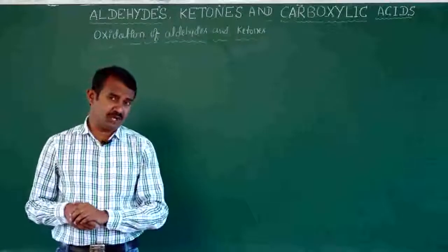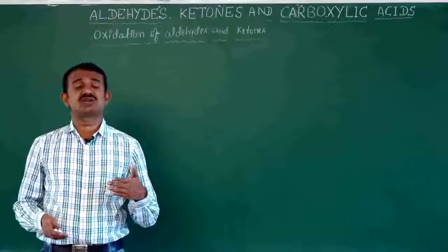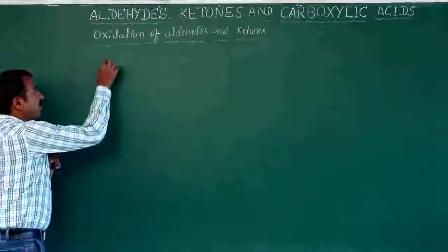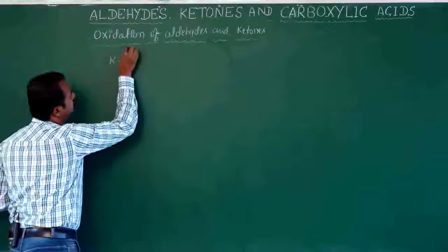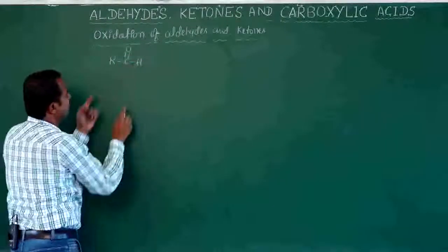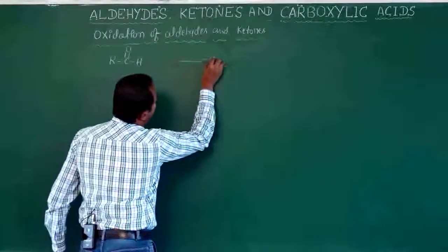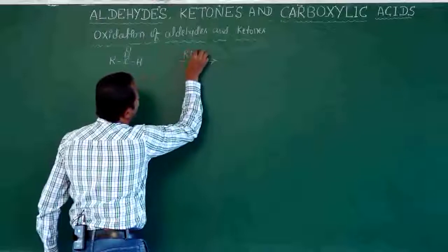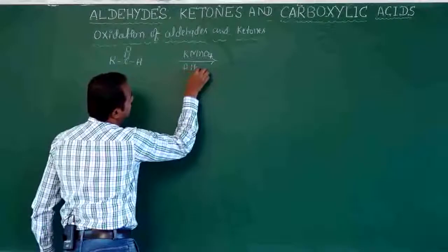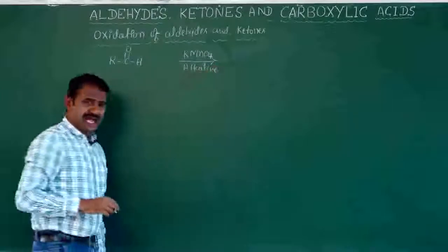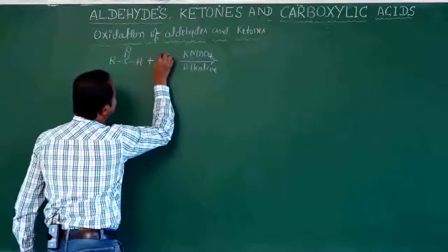First we will go one by one, the aldehyde being converted to a carboxylic acid, and the ketone also being converted to a carboxylic acid. First, the aldehyde. The general formula of an aldehyde is RCHO. An aldehyde is oxidized with alkaline potassium permanganate, potassium dichromate, or nitric acid, a mild oxidizing agent, to form a carboxylic acid. This is an oxidation.